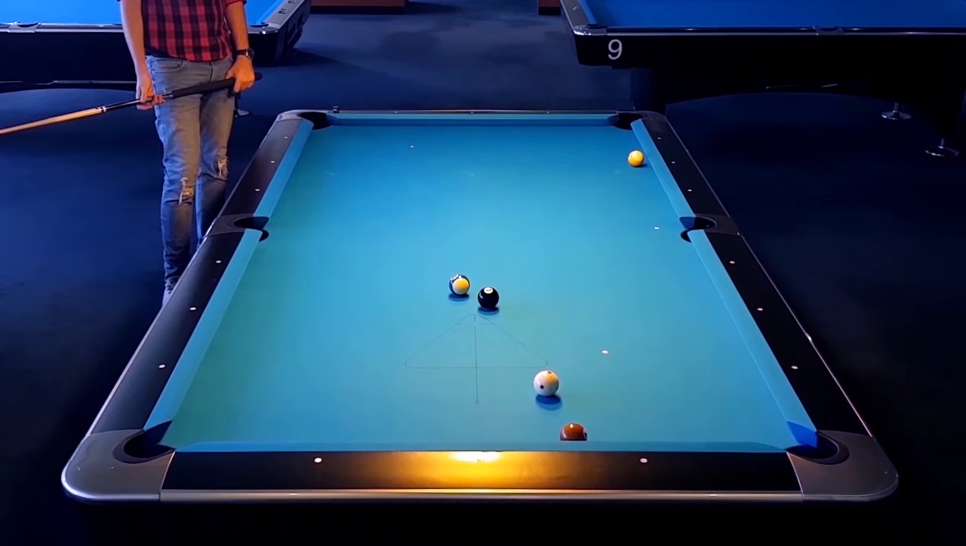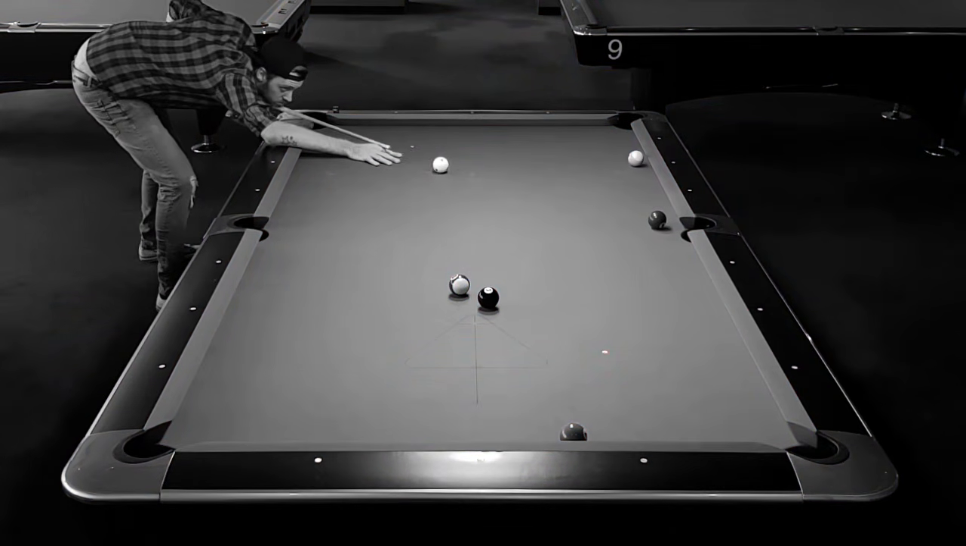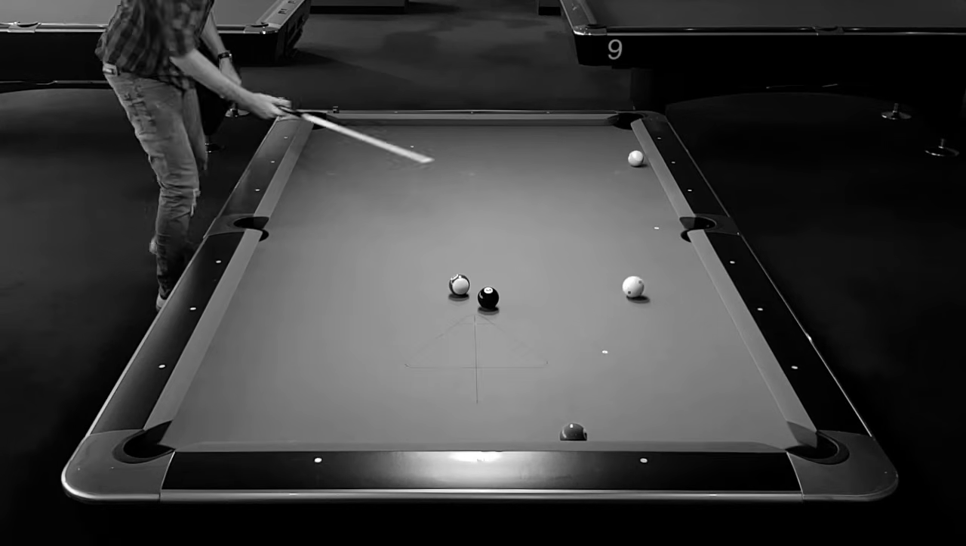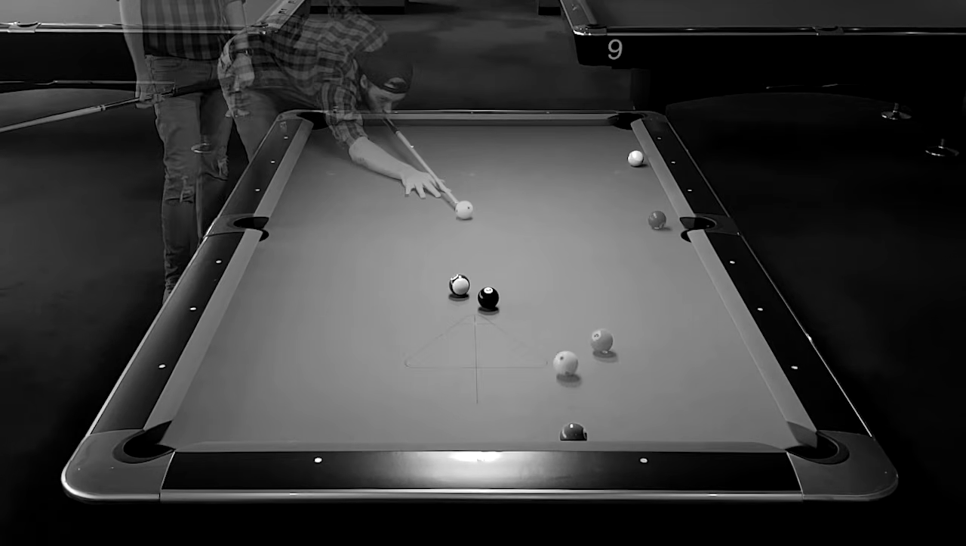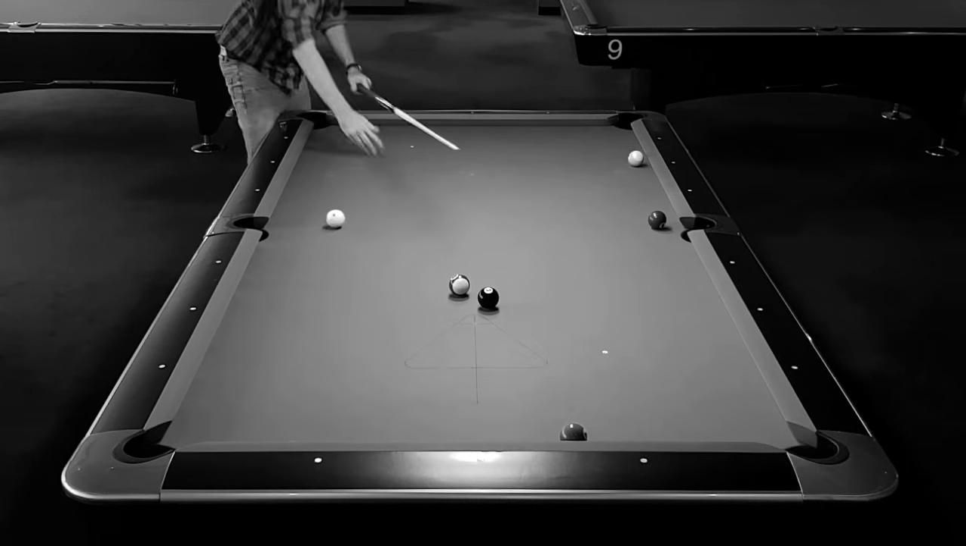But wait, what happened now? I didn't manage to get to the 7 ball. But was the problem really my bad shot into the side pocket? No, my problem was that I didn't get a nice angle on the 6 ball.